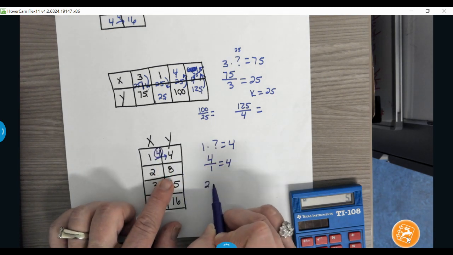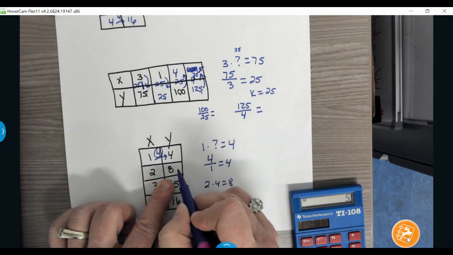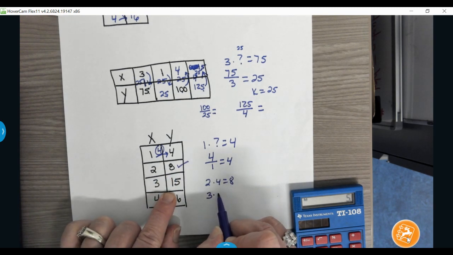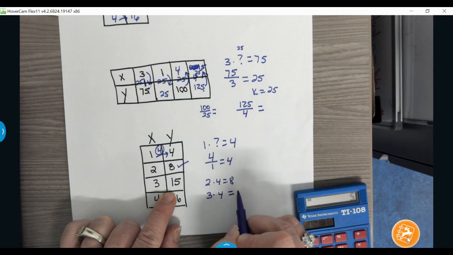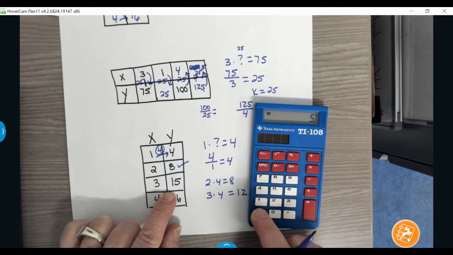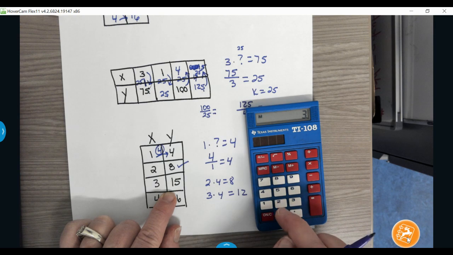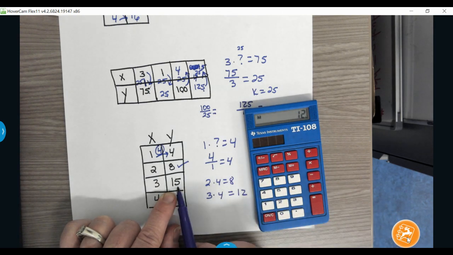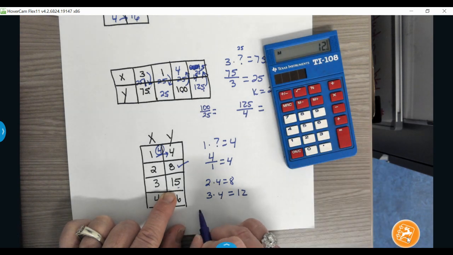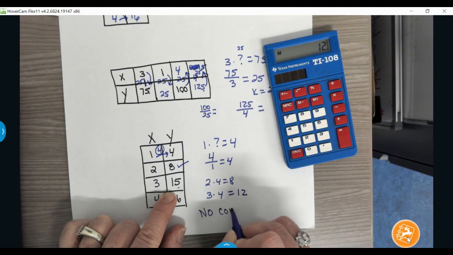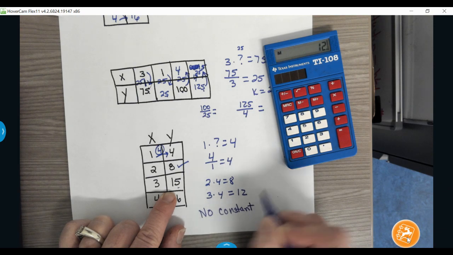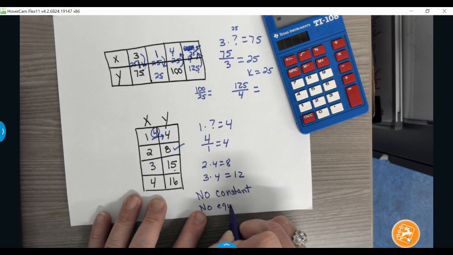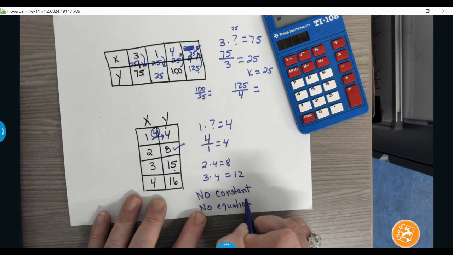So 2 times 4 is equal to 8. Yep, that works. 3 times 4 equals 12 on my calculator, right? But this is 15. So this has no constant, right? No constant, and no equation. I can't make an equation.